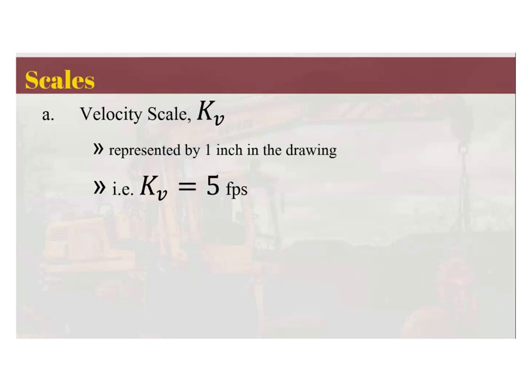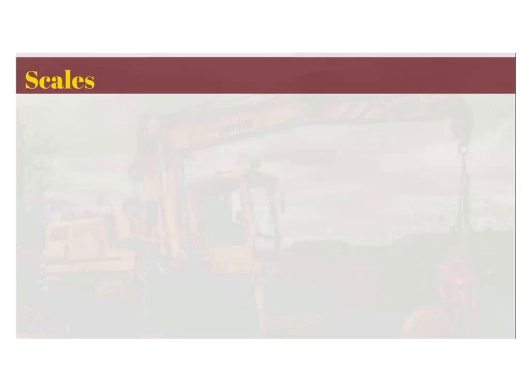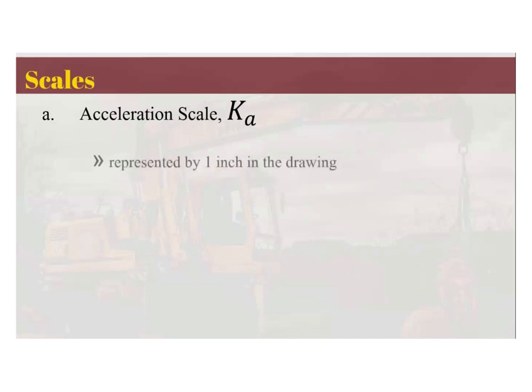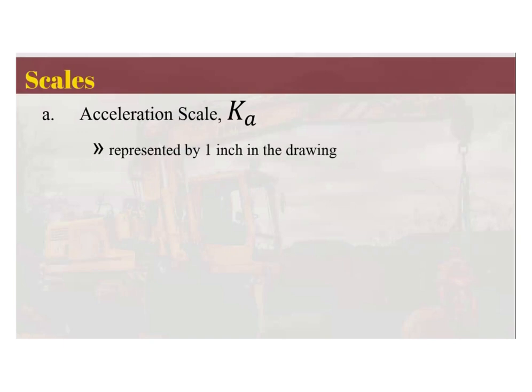Later on, you will appreciate the use of velocity scale when we solve for the actual velocities of the different components. And finally, we have the acceleration scale, or KA. It is also represented by 1 inch in the drawing. For example, a KA of 100 feet per second squared means 1 inch in your drawing is 100 feet per second squared in the actual accelerations that you have computed. So those are the different scales that we will use for velocity analysis and for acceleration analysis.